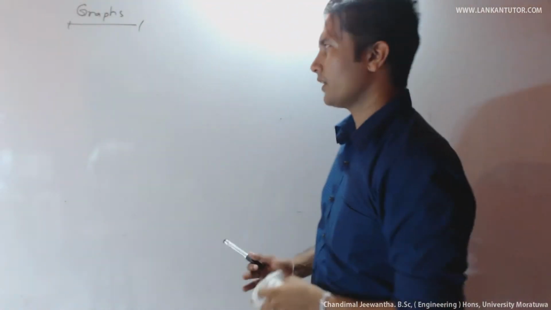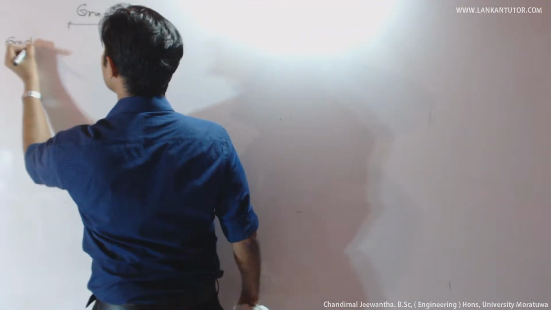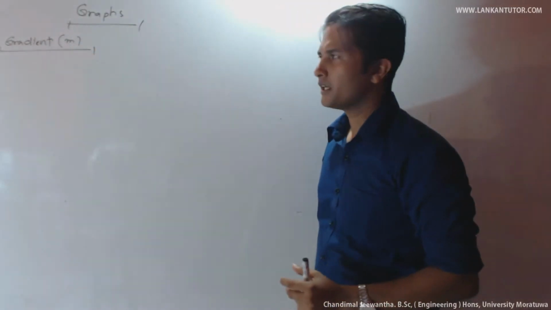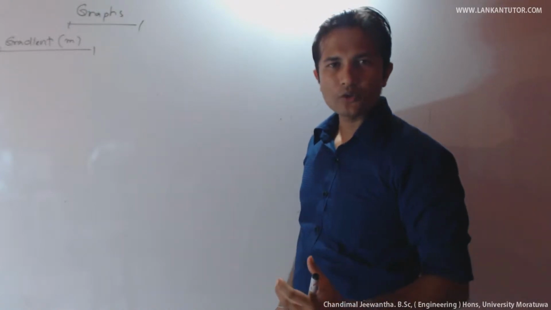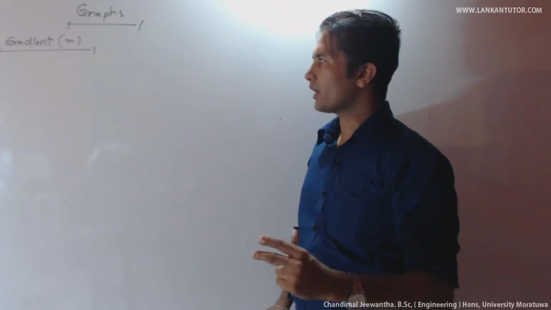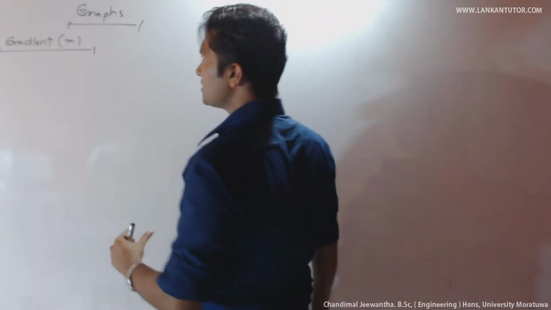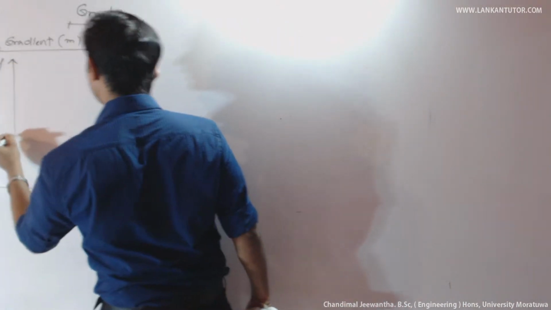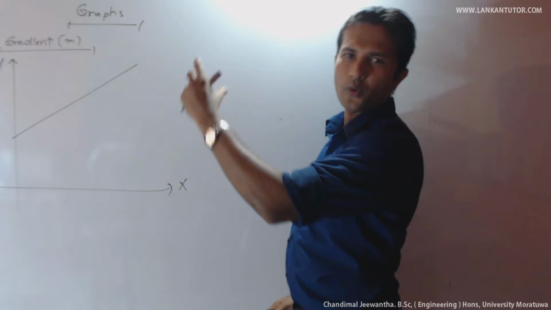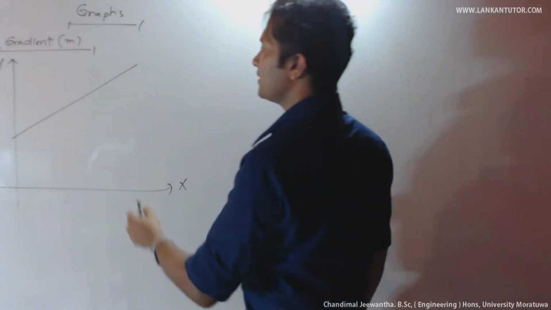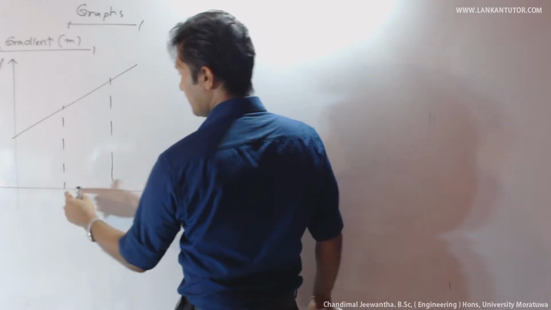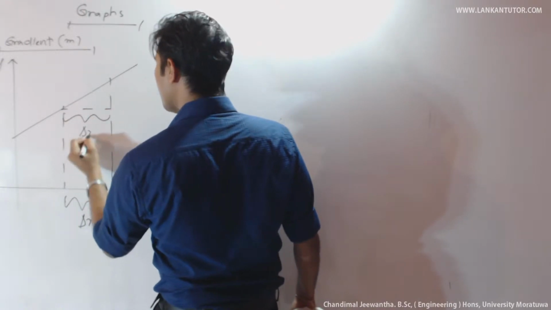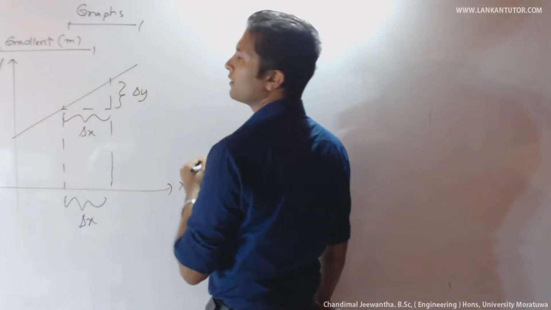Then the main important thing is gradient. What is gradient? The symbol is simple M. The change of y value with the x is known as gradient. When considering a graph like this, this is x, this is y. The rate of change of y with x is known as gradient. You can consider this gap is delta x and this should also be delta x. This can be delta y.